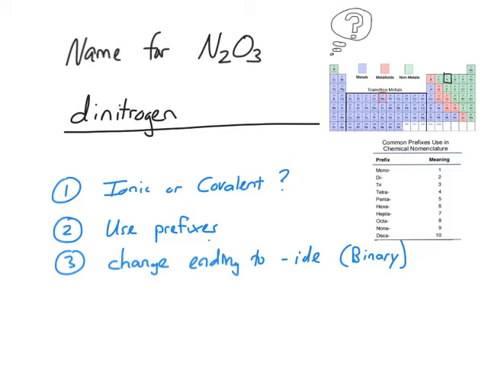So dinitrogen, and now I'm going to look to see how many oxygens there are. Notice there are 3. So I'll use the prefix for 3, which is tri. So I'll write that as tri. And in this case, I do change the ending to IDE. So this would be trioxide for its full name for this covalent compound. Nice work.